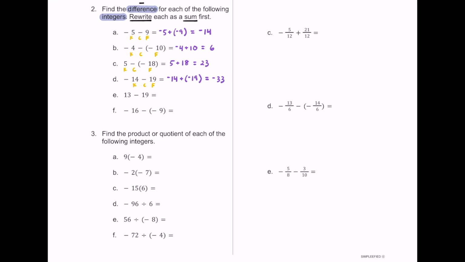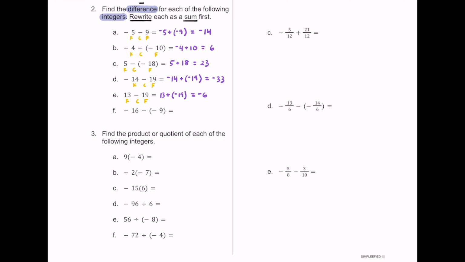For 2e, we have 13 take away 19, so we're going to rewrite this as a sum. So instead of saying 13 minus 19, we can also say 13 plus the opposite of 19. So that's going to be negative 19. And when we do that, they have opposite signs. So 19 minus 13 is going to be 6, and it's going to be a negative 6 here.